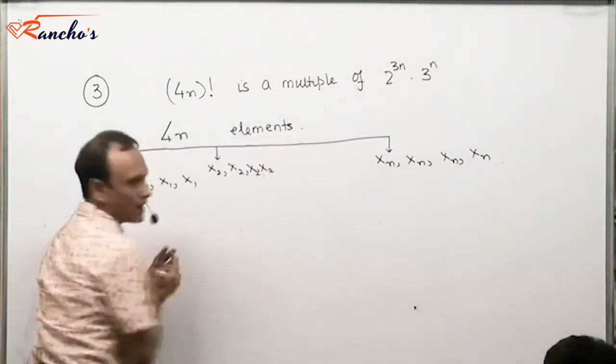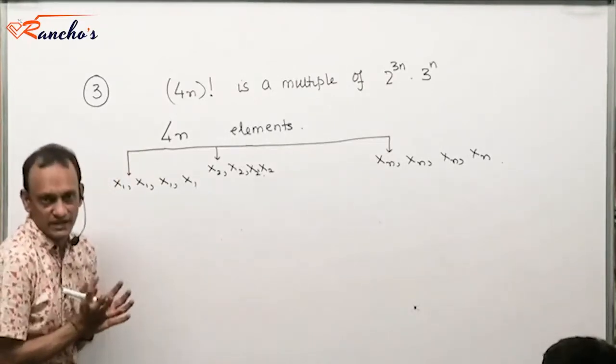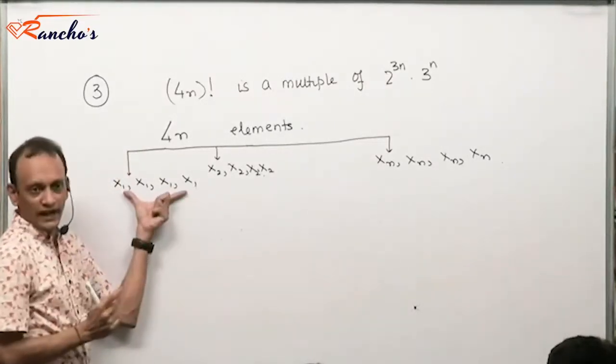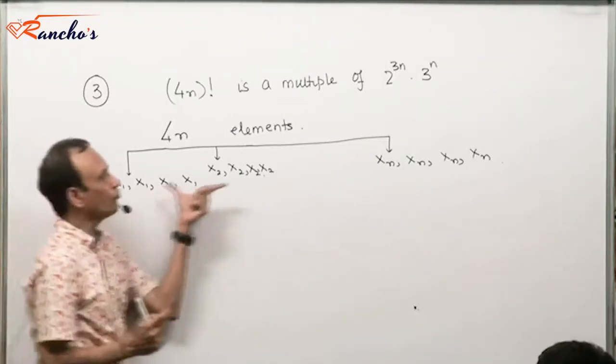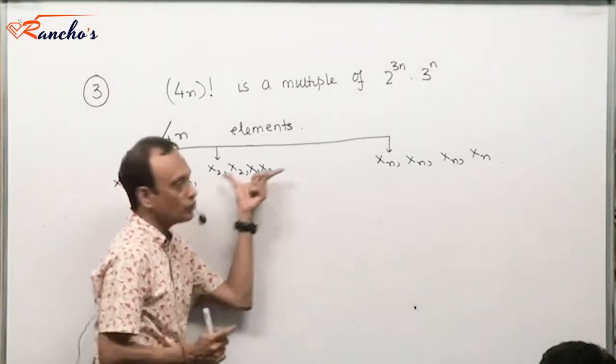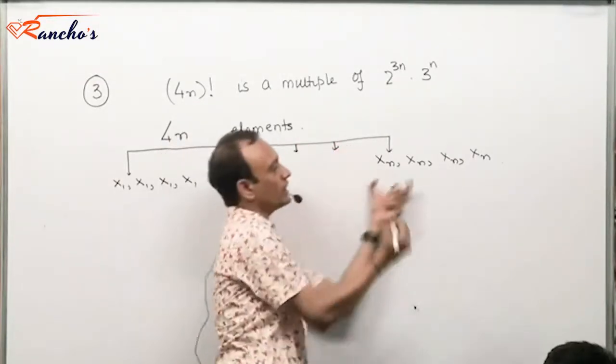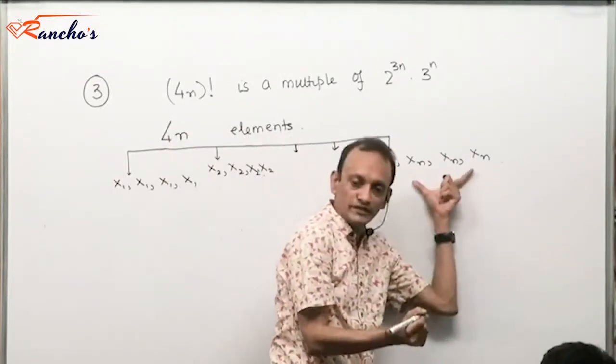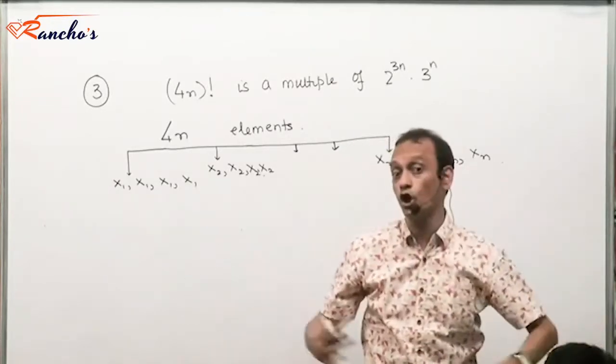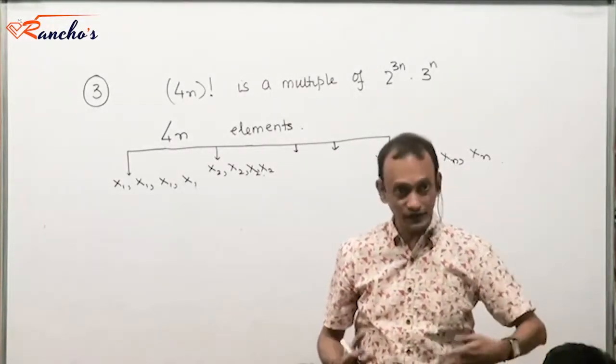There are 4n numbers in all, 4n elements or objects in which 4 are alike and of one kind, 4 are alike and of a second kind, 4 are alike and of a third kind, 4 are alike and of a fourth kind, and 4 are alike and of a nth kind. That will make it 4n in all, but not all different. Right? They're not all different.